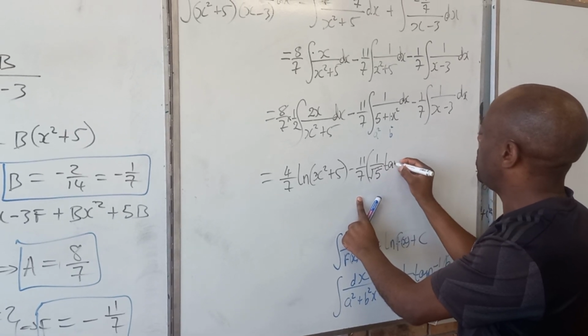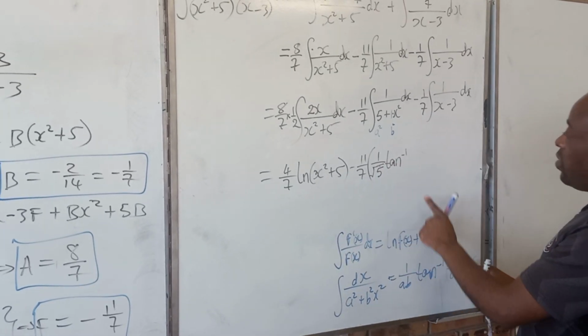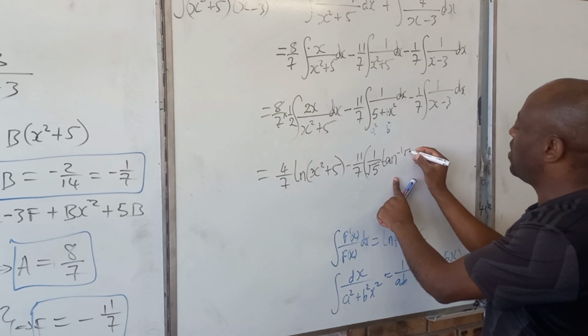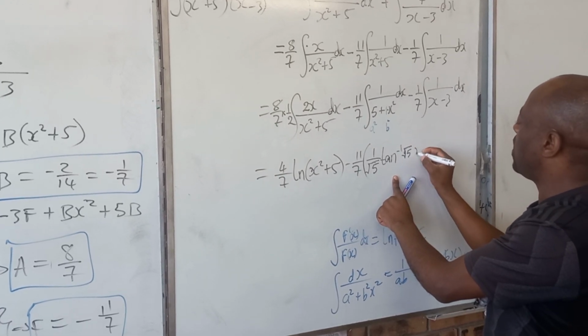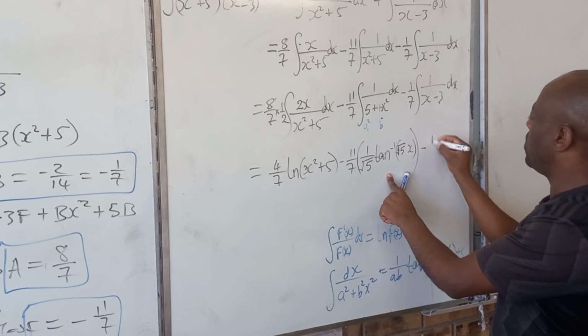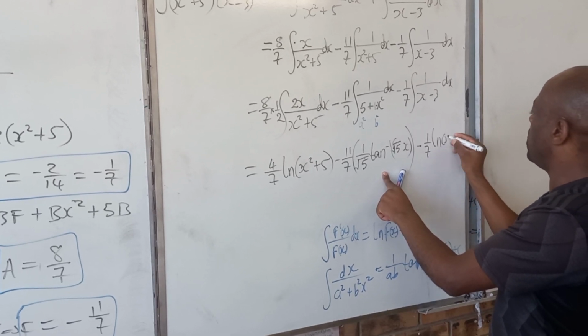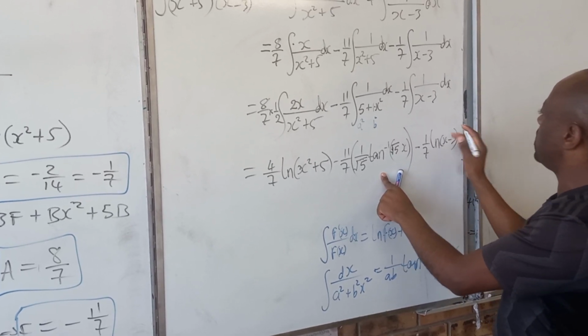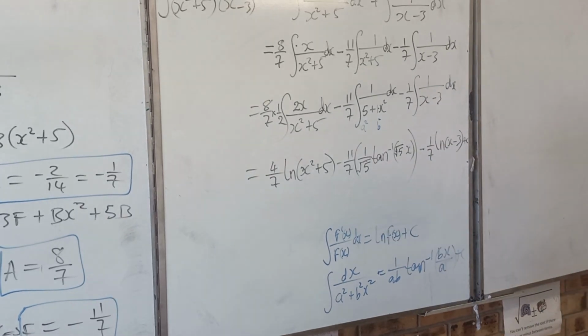Then the arctan of x over root 5. So that is what we've got there. Then minus 1 over 7, the ln of x minus 3 plus c, since this one is a perfect match for our first formula.